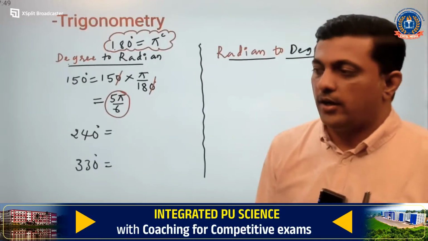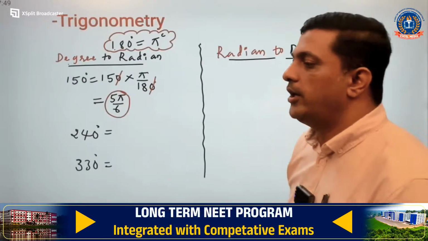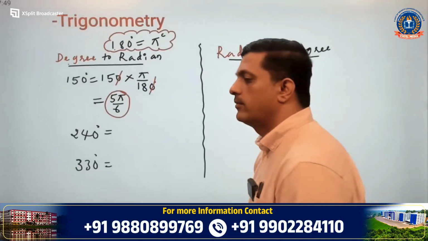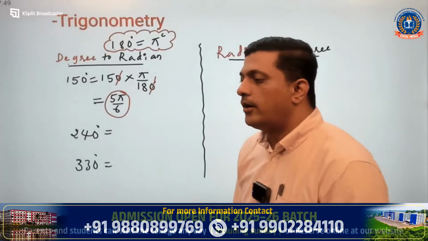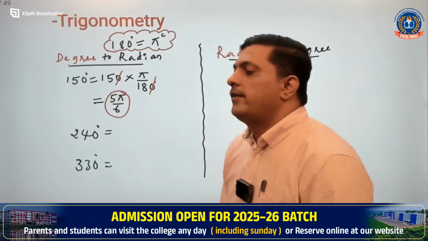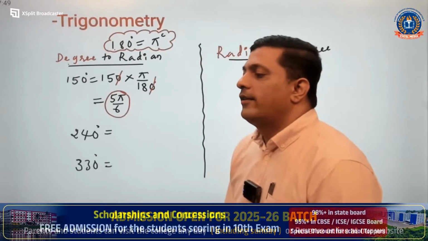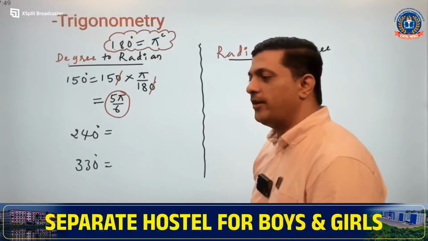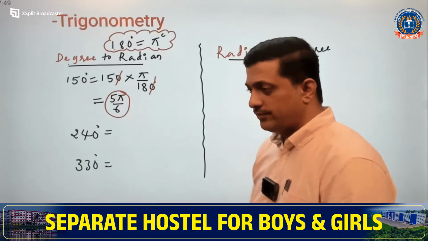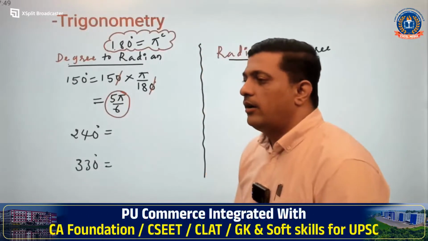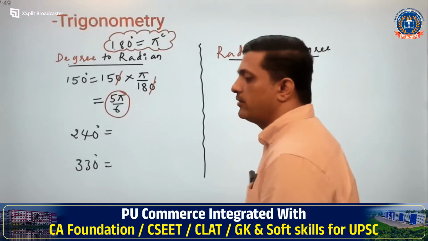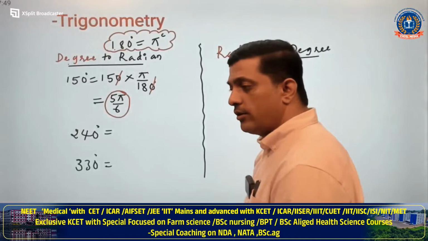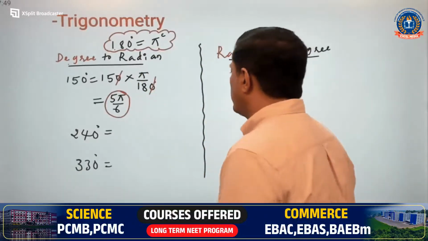240. Hey Surya Prakash, what is your answer? 4 by 3 pi? No, check it up. Some answers very good. Very good. The first one is 4 pi by 3. Almost everybody has given. Yes, that's very good. Very nice. And the second answer is what you have given, 11 pi by 6. Very nice. So I'll just explain them.